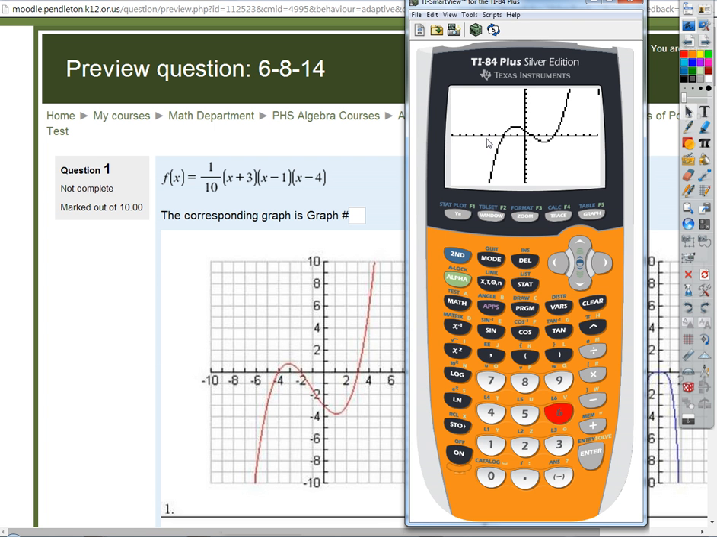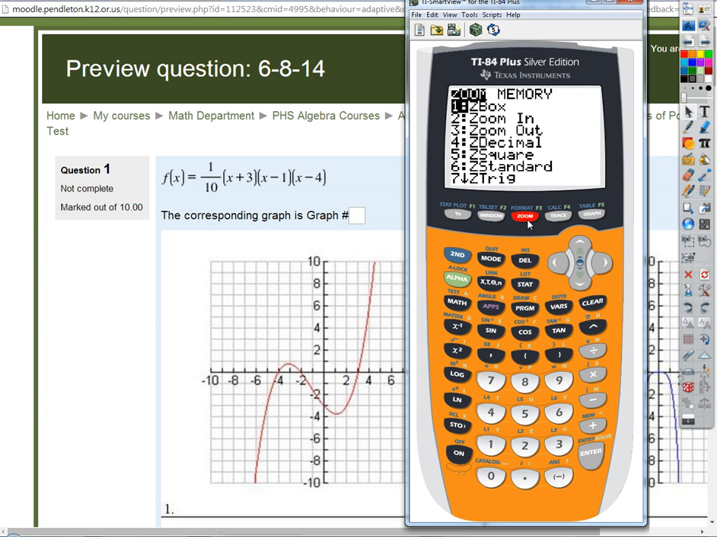How did you get to that? I just graphed that. I entered that. Okay. But like how? Oh, and then zoom 6. Zoom standard just resets the window to its normal starting place every time.